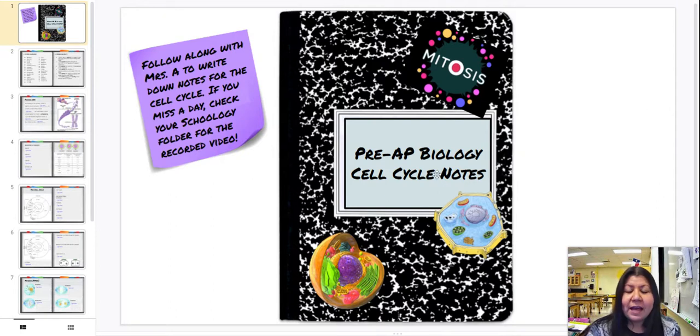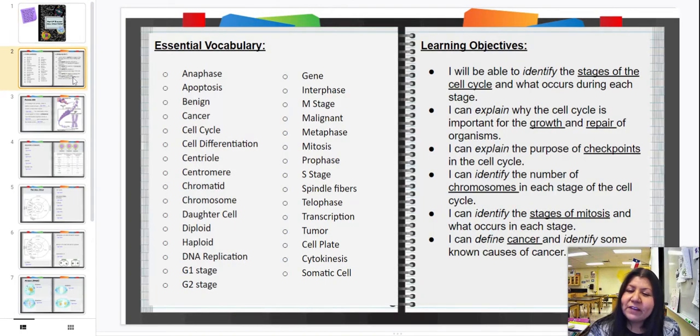If you go to your Schoology for my class, you're going to be going to your notes folder, and that's where this notebook is going to be. You can see that it says Pre-AP Biology Cell Cycle Notes. I went ahead and put a little post-it note here. When we go through notes, I'm going to be going through with you live for my class, and some other classes you may have a video recording. Just make sure if you're missing a portion of these notes to go ahead and check your Schoology folder for those recorded videos.